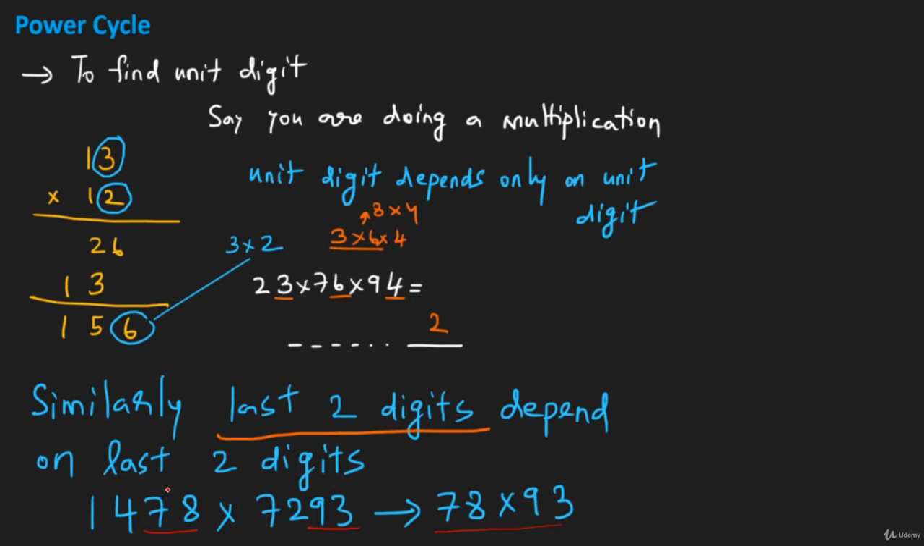And remember, the last digit would just depend on 8 and 3. 8 into 3 is 24. The last digit of this multiplication would be 4. We are aware now that the unit digit of a multiplication problem depends only on the unit digit of the numbers that we are multiplying. Alright, let's move on and learn some interesting concepts about power cycles.